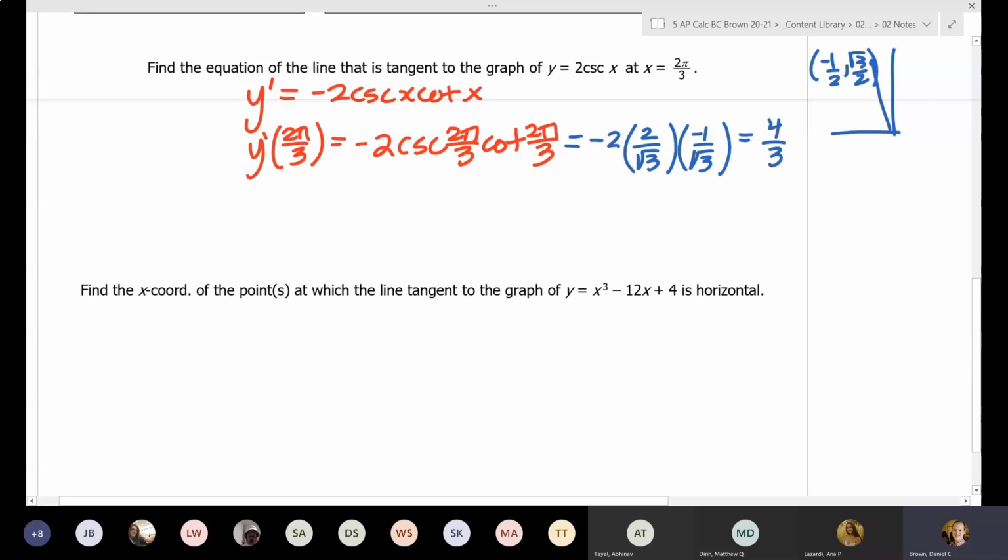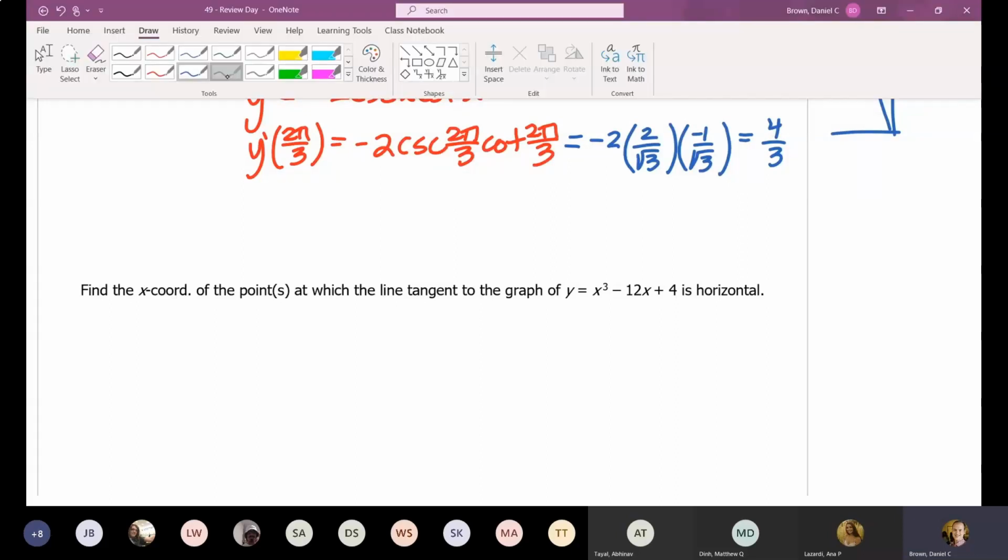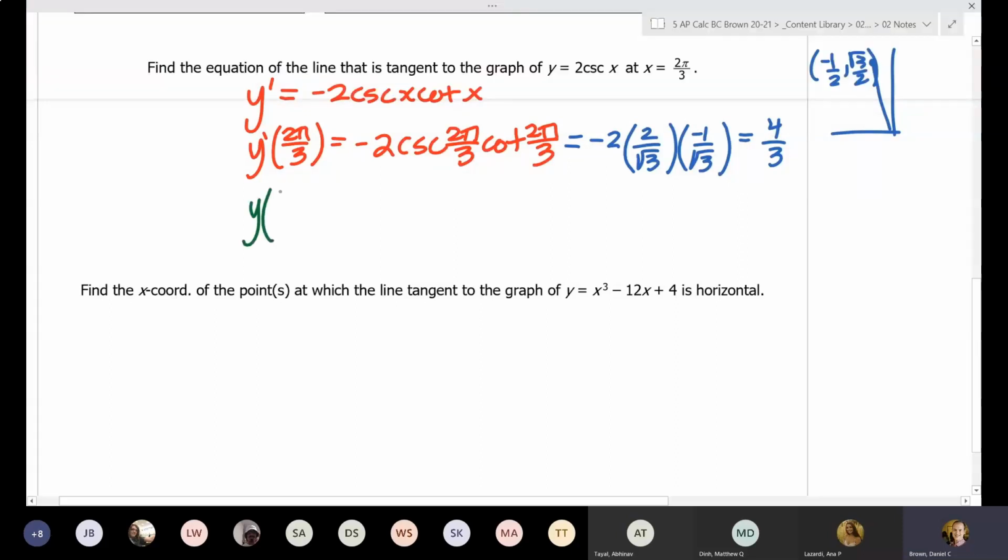Things you could interpret from the graph at that point is, you know that if y prime is positive, then we know that this graph is increasing at 2 pi over 3. To finish this out, to do the tangent line, we do need the y coordinate. To find the y coordinate, you plug it into the original function. So I have 2 times the cosecant, which is just 4 over square root of 3. And then, of course, finish out the problem.